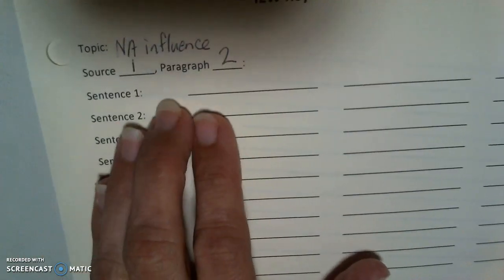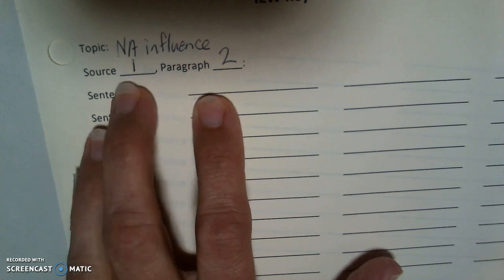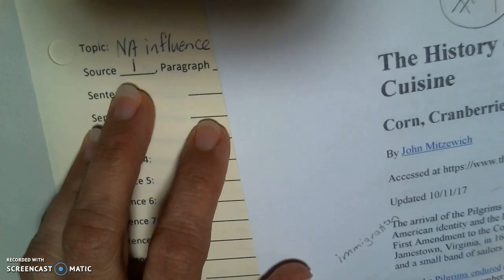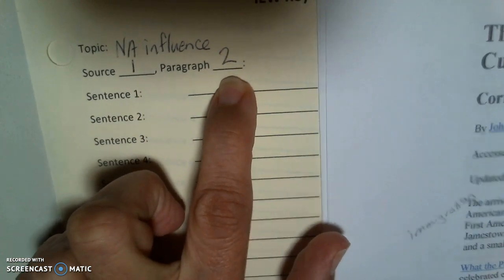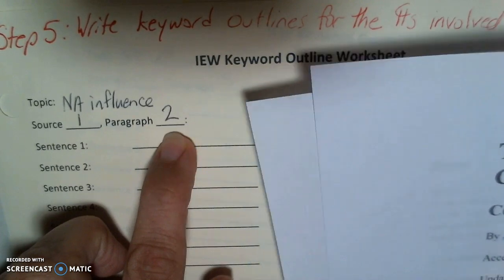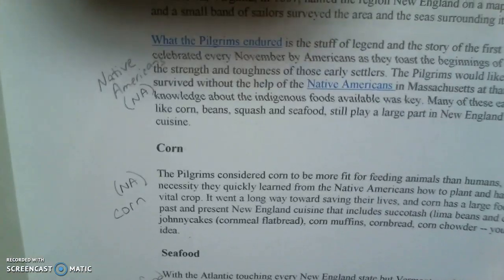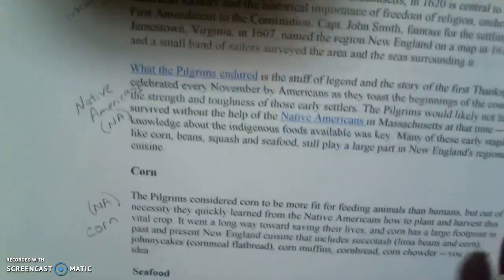All right, so now that we know which sources and which paragraphs we're looking for, we're going to go back to those sources. So I'm looking for source 1, and I'm pulling it back out. I'm only going to look at paragraph 2 to create my keyword outline. So I'm only going to look at, this was paragraph 1 here, paragraph 2.